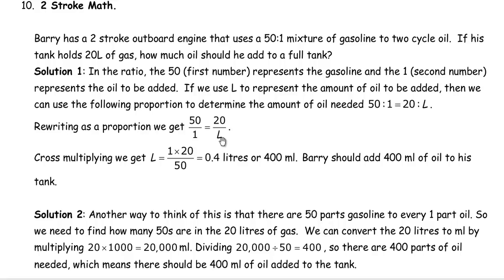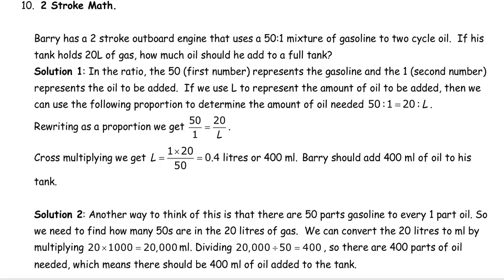So the cross multiplying looks like this. The 20 and 1 are on the diagonal. We know both of them, so we multiply 1 by 20 and divide by the third number, the 50. So it gives us 0.4 liters, or about 400 milliliters. So that's how much Barry should add to his 20-liter tank of gas, 400 milliliters.